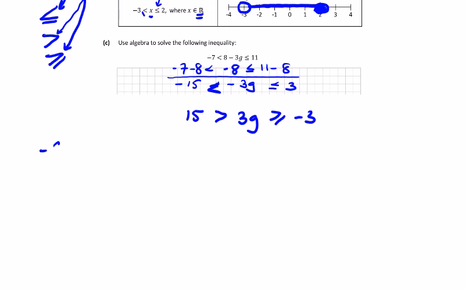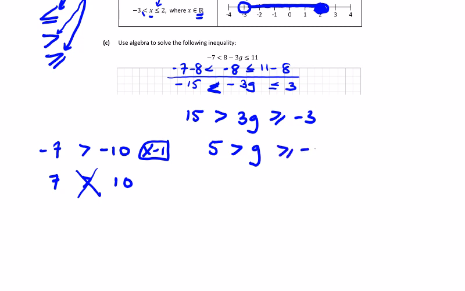Let's see why. -7 is less than -10. But in algebra we can multiply across by -1 if we had an equal sign. Is 7 less than... sorry, I'm going to just change the inequality. -7 is greater than -10. Is 7 greater than 10? No, it's less than. So if we multiply by -1, we have to reverse the sign of the inequality. This will be wrong. So now I'm going to divide by 3 to get 5, g, and less than or equal to -1. So this is solving this inequality. This is one way to write it.